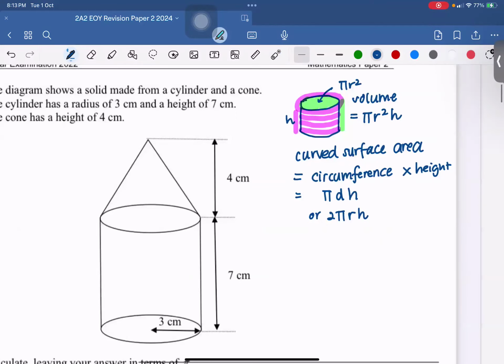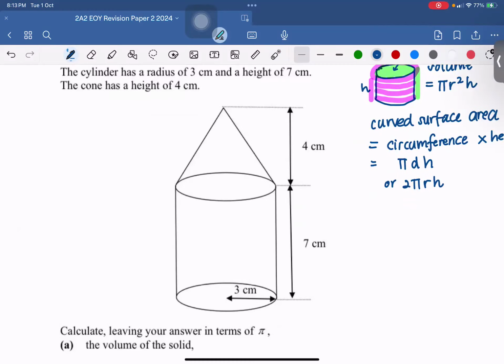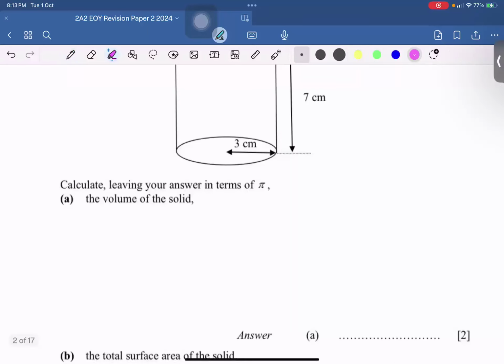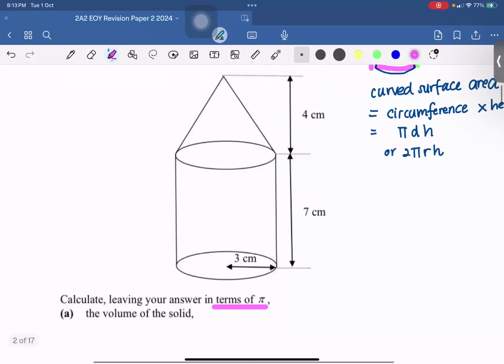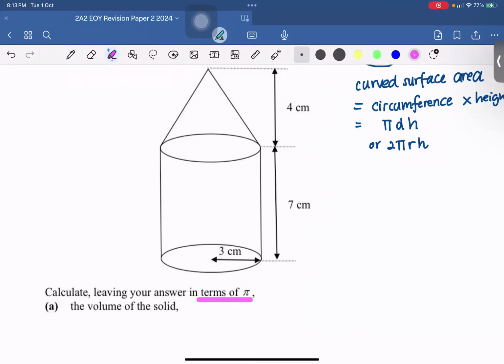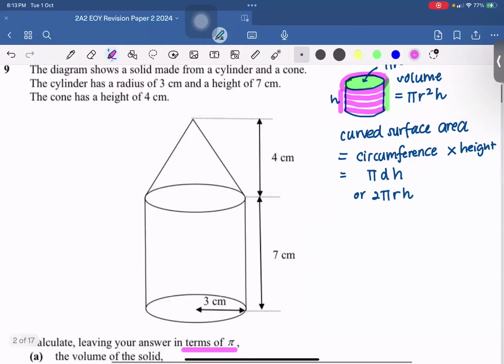Okay, so now let me begin. I have a radius 3 cm. I have a height 7 and 4 for the cone. The question already says leave your answer in terms of pi. So I'm going to find the volume of the whole solid. The volume of this whole solid is made up of how many parts? What is it made up of? The top part is what? What shape?